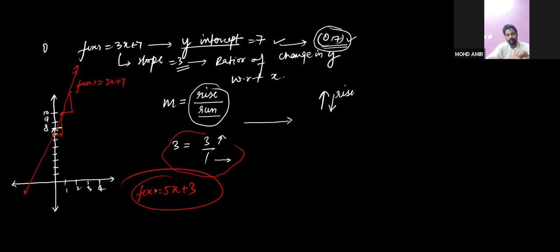Done? I cannot see it properly. Okay, wait. 5x plus 3. Yeah, good. Is it slightly visible? Okay, let me try one more. f(x) is equal to minus 2 over 3 x plus 4.